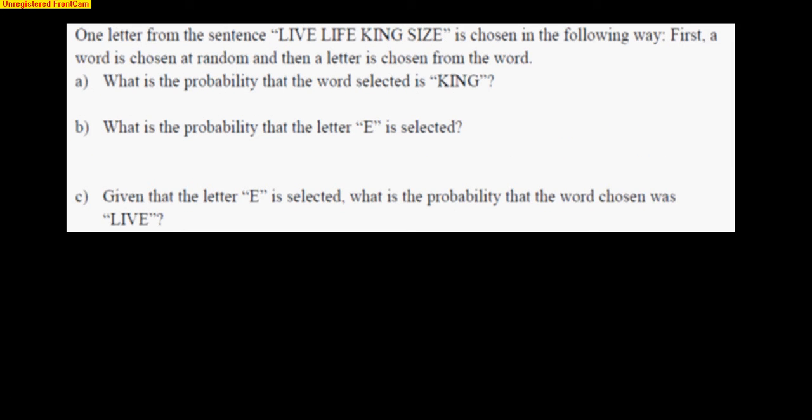Okay, moving on. Now this next problem is kind of a little bit of a trickier one, but I really like this problem. Okay. One letter from the sentence, live, life, king, size, is chosen in the following way. First, a word is chosen at random, and then a letter is chosen from the word. Now, I'm going to use a tree diagram. You don't necessarily need a tree diagram here, but I think it actually makes a lot of sense to help you understand this. So the first thing I'm going to do is choose a word.